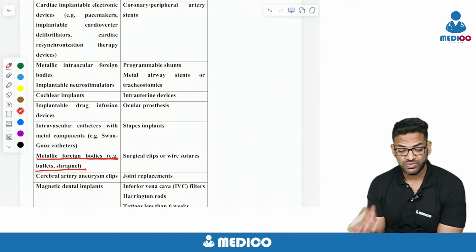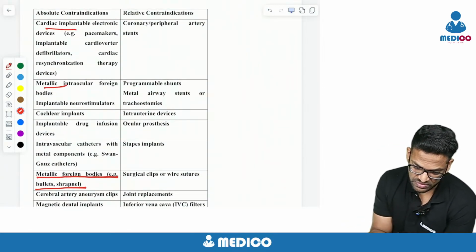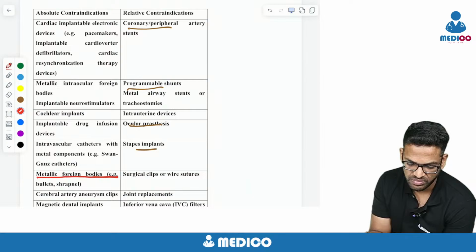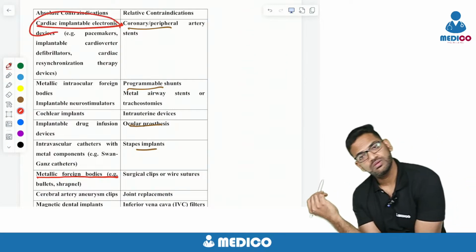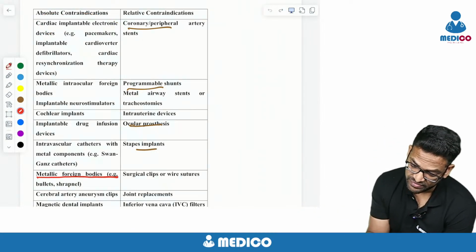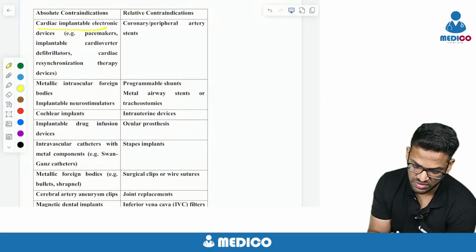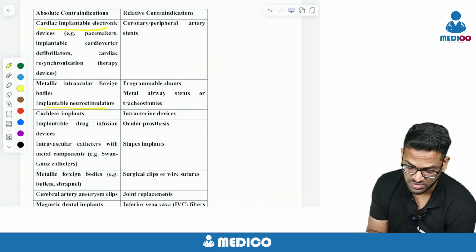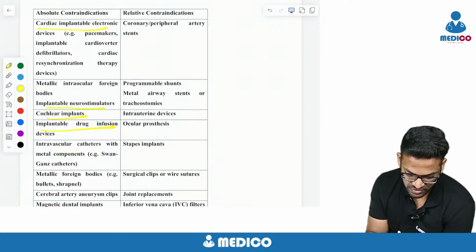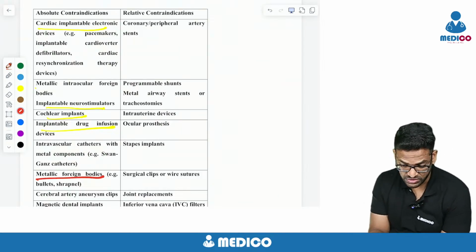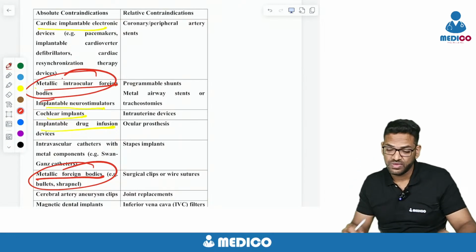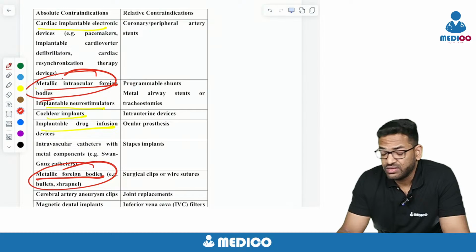If you have three options from here, and one option from this, you can choose this as the absolute contraindication. Even foreign bodies are absolute contraindications if they're metallic. If you have implantable neurostimulators, cochlear implant, drug infusion, and then another option of metallic foreign bodies or intraocular foreign bodies, I will always go with this, because the others may be MRI compatible depending on what type of stent or catheter they have inserted.